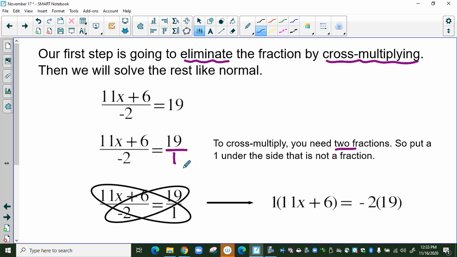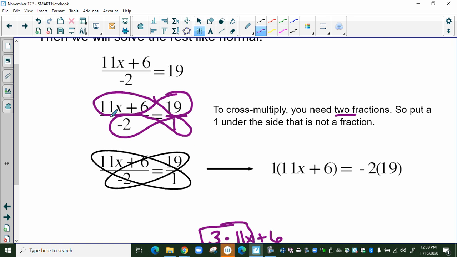So now I have a fraction on the left, a fraction on the right, and all I have to do now is make my little butterfly wings and cross multiply. The 1 will multiply times the 11x plus 6, and the 19 will multiply times the negative 2. And we have to be careful that when we are multiplying with the side that has the math in it, that we use parentheses like this to show our multiplication, okay?